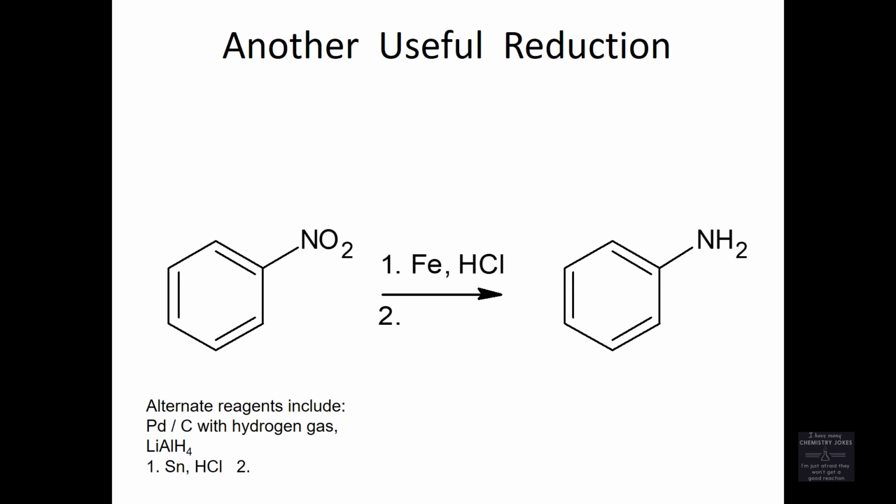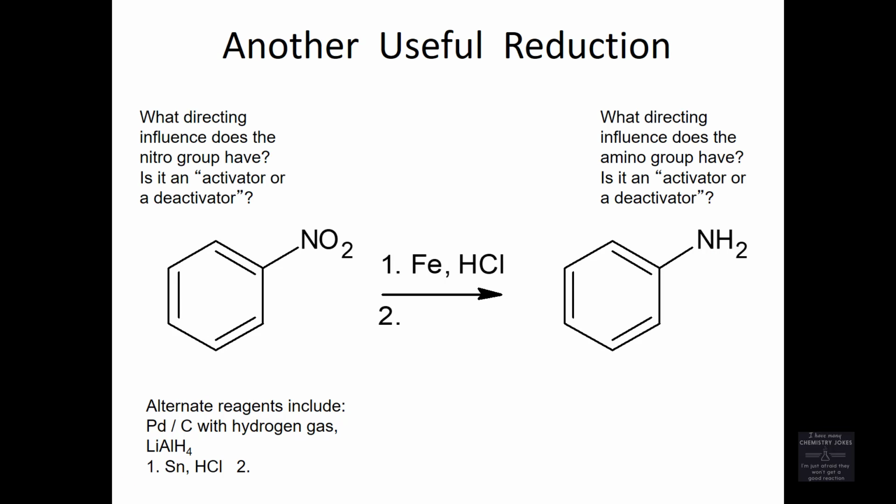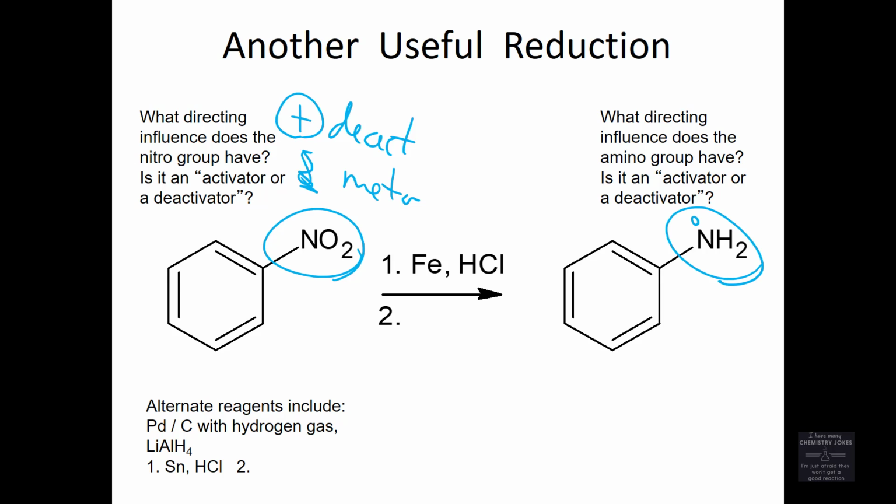What kind of directing influence does a nitro group have? Partial, legit positive, deactivator, meta. What kind of directing influence does an amino group have? Benzylic lone pair, activator, donor, ortho-para. I can turn my meta director into an ortho-para director.